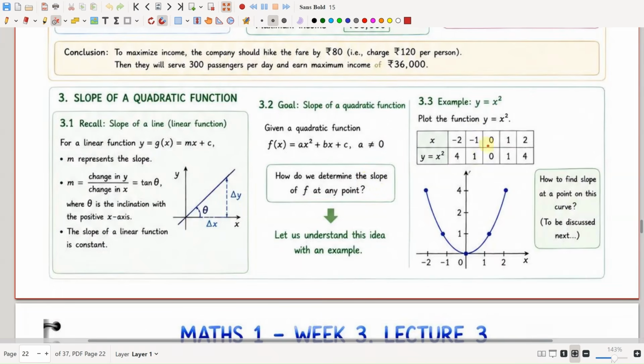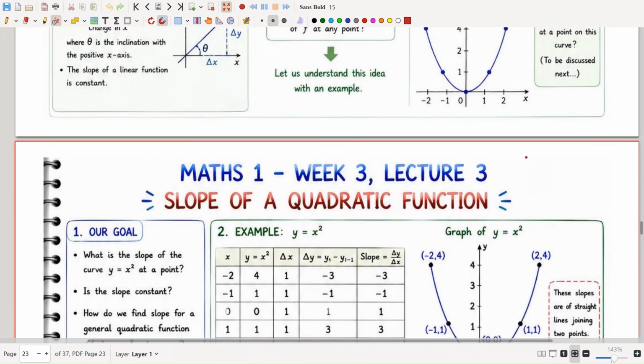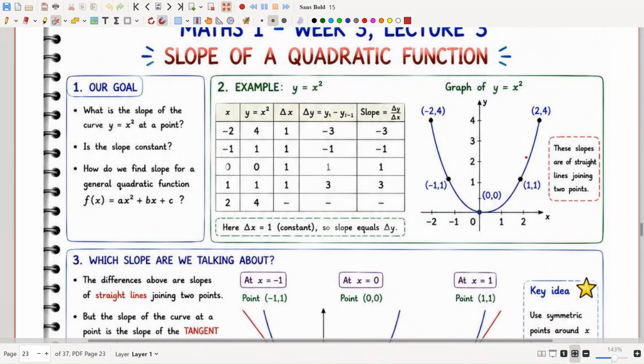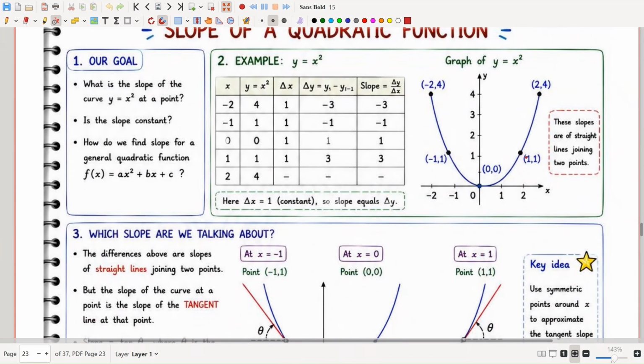Let's first plot a function y is equal to x square, and x will be like this. We know this. Minus 2 squared means 4. Then minus 1 square will be 1, 0 square will be 0, 1 square will be 1, and 2 square will be 4. So here, our goal is to find the slope of this function y is equal to x square, right?